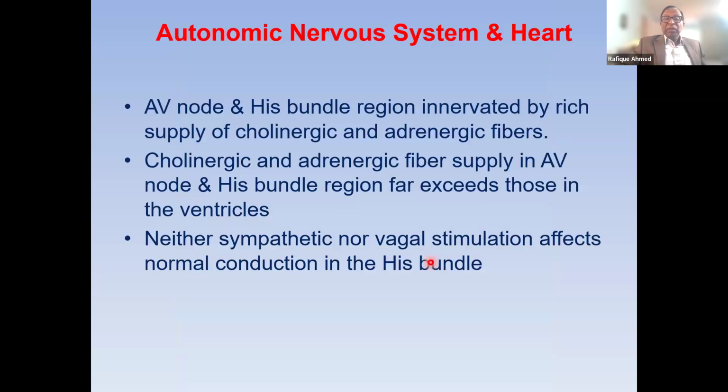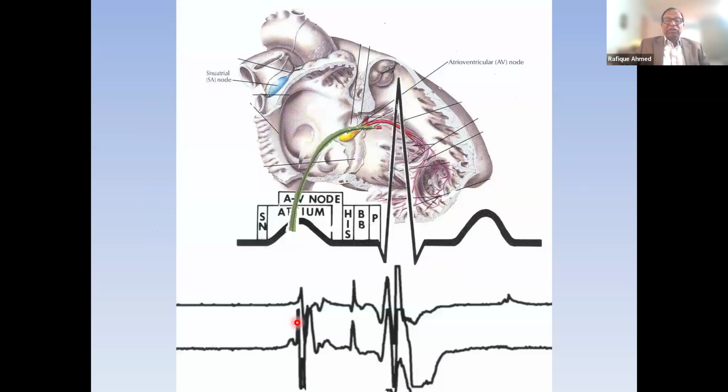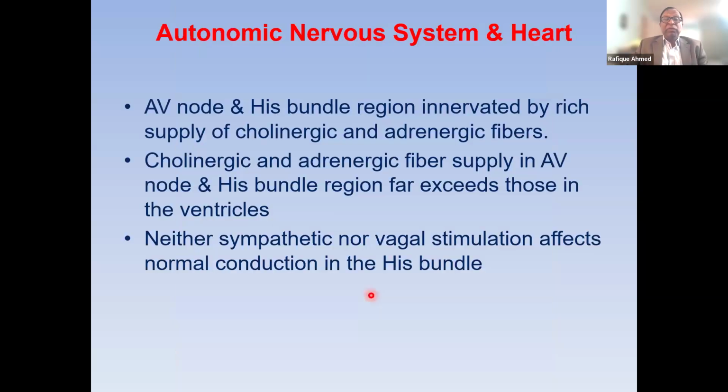What happens? What modifies this conduction? And we have autonomic nervous system influence. The autonomic nervous system predominantly innervates the AV node, His bundle region, and also the right atrium. And it has been clearly proven that the cholinergic nerves, which is the vagus nerve, and the adrenergic fibers supply the AV node, His bundle region more than ventricle. And contrary to popular belief, His bundle conduction is not affected by the sympathetic stimulation or the vagal stimulation.